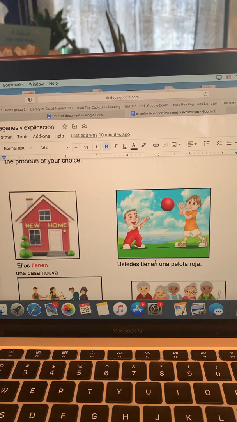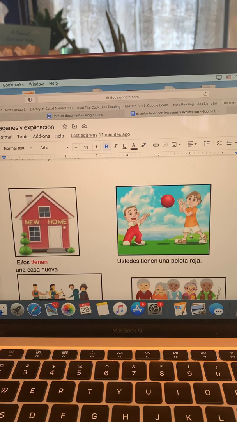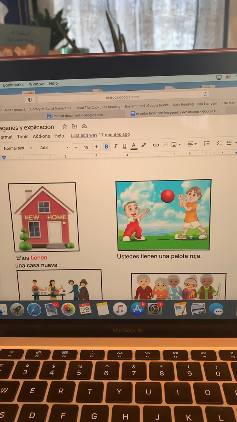The first one. Ellos tienen una casa nueva. This indicates possession. They have a new house. Second example is also about possession. Ellos tienen una pelota roja.